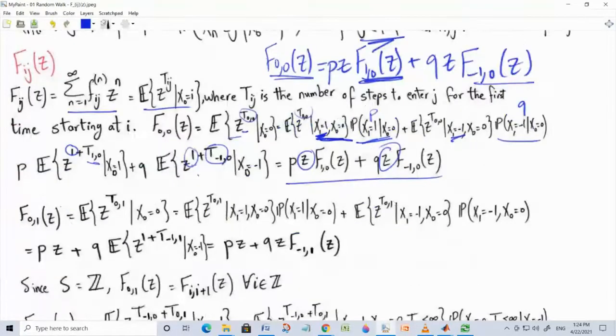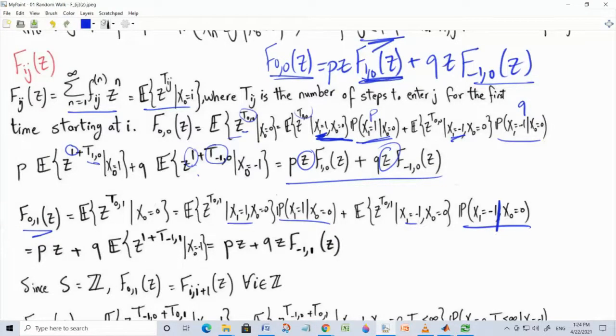let's try something else. F01. So this is the generating function of the random variable T01, where from 0 you enter into state 1 for the first time. Same trick. Condition on X1 equals 1, and then on X1 equals -1 and multiply by the probability that X1 is -1 given that X0 is equal to 0.